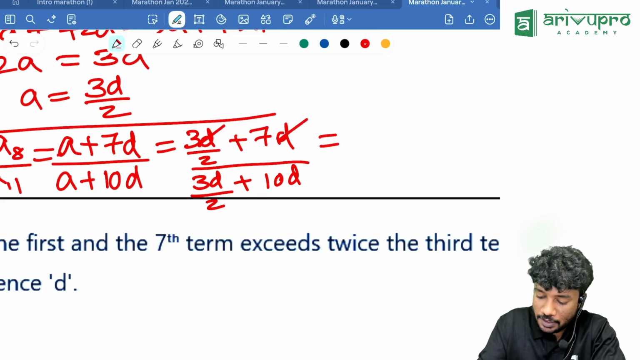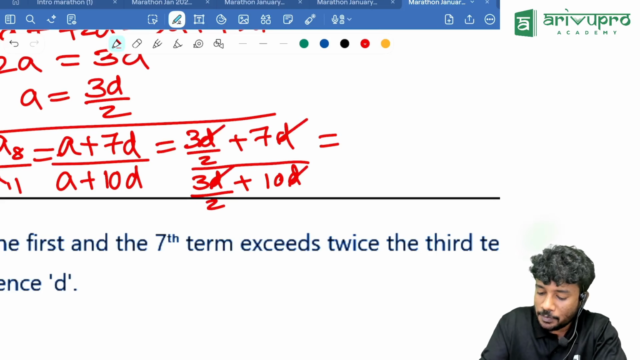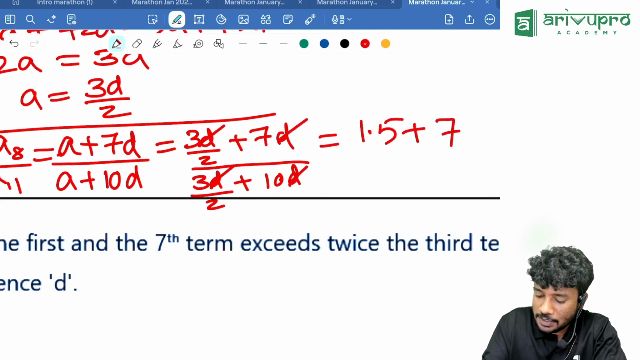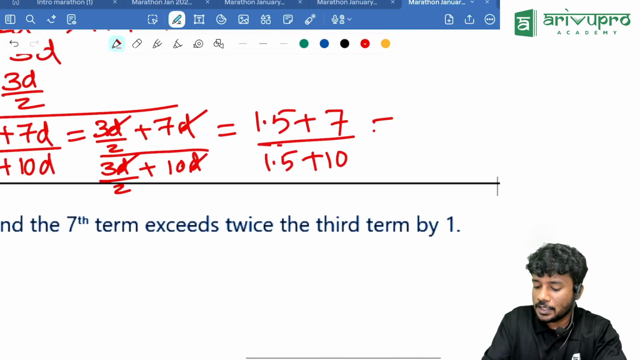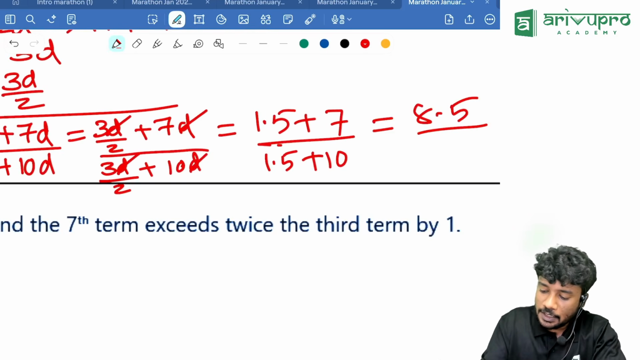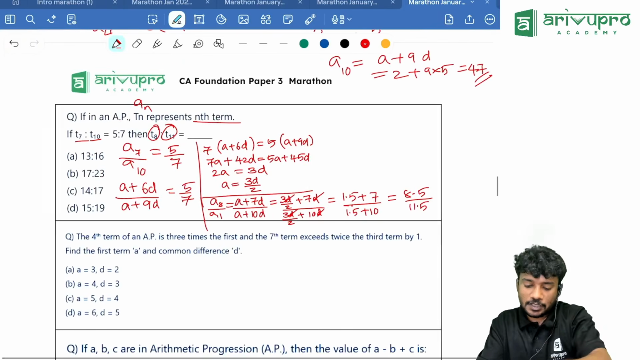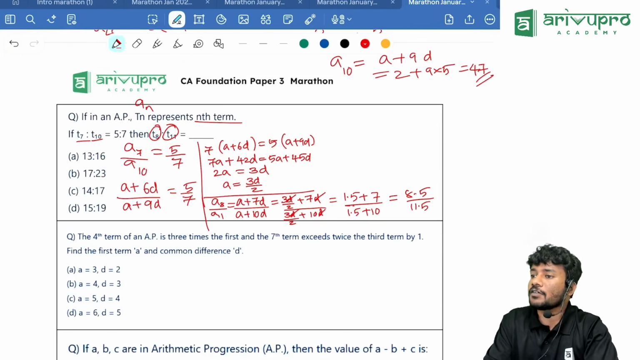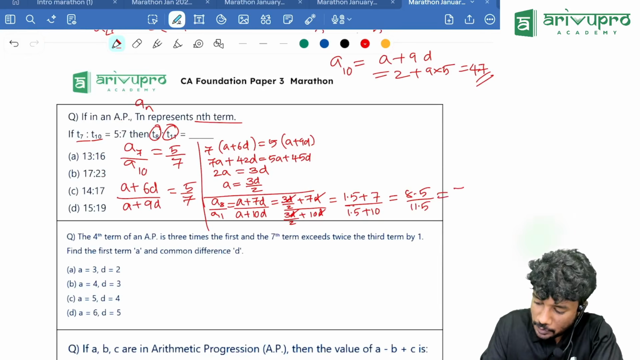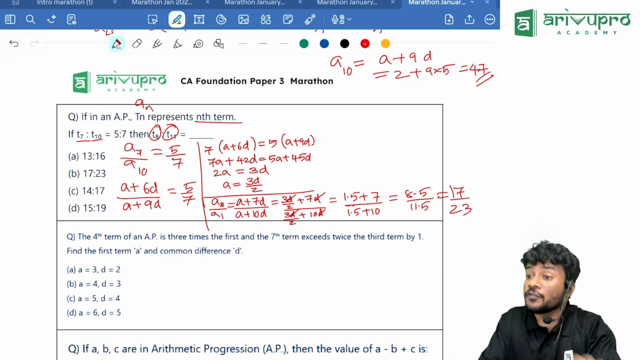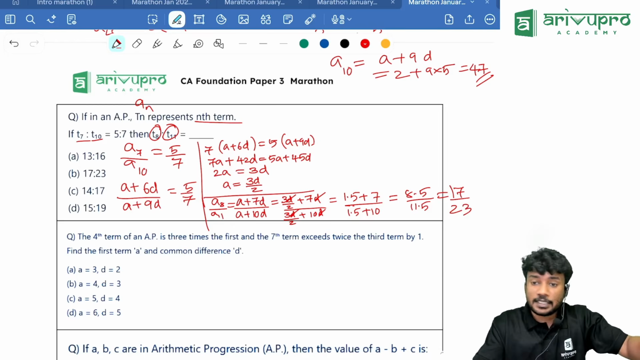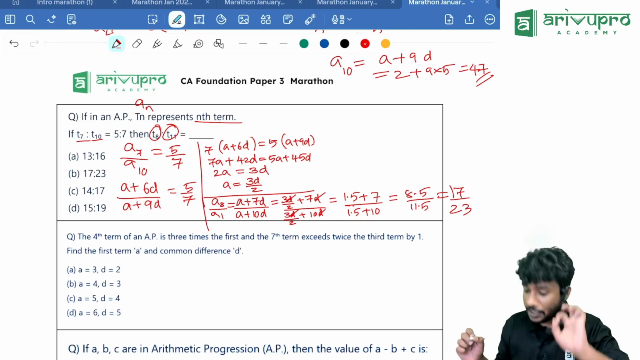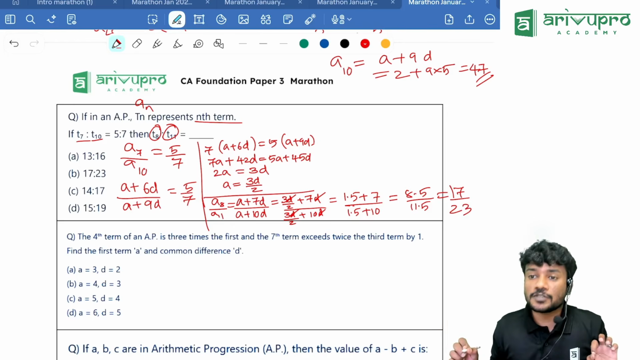D is common everywhere, right? It will get cancelled off. What is remaining? 1.5 plus 7 divided by 1.5 plus 10. That is nothing but 8.5 divided by 11.5. Which option is giving you the answer? Yes, 17 divided by 23. If you don't know how to find that, what will you do? Take the calculator, type 8.5 divided by 11.5. How much will you get?